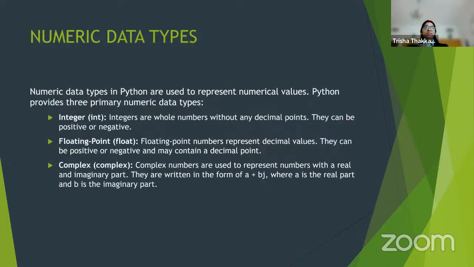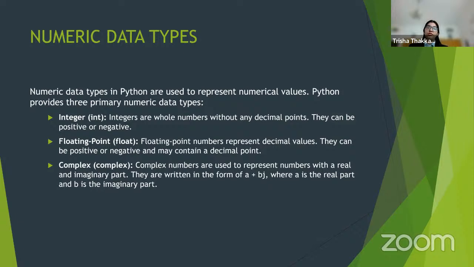Numeric data types. Numeric data types in Python are used to represent numerical values. There are three main types of numeric data types. The first one is integer. Integers are whole numbers and they do not have any decimal points. They can be either positive or negative.